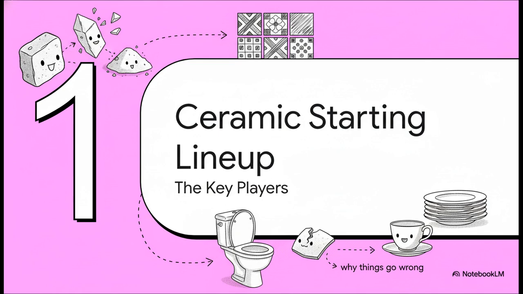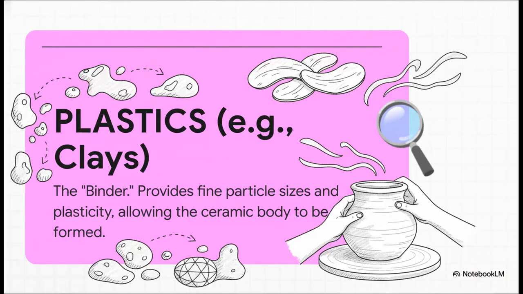Okay, so every traditional ceramic body, whether you're making tiles or tableware, is basically built with a team of 3 key players. Once you understand their roles, you're on your way to figuring out why things go so wrong. First up, you've got your plastics. These are your clays, like kaolin and ball clay. The best way to think of them is as the binder, or the glue. Their superfine particles are what give the clay its workability, its plasticity. This is what lets you shape it, and crucially, have it hold that shape before it ever sees a kiln.